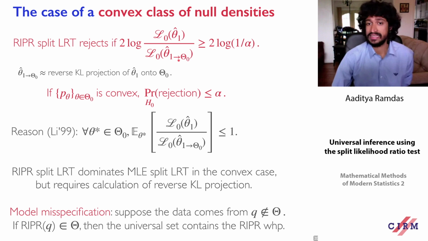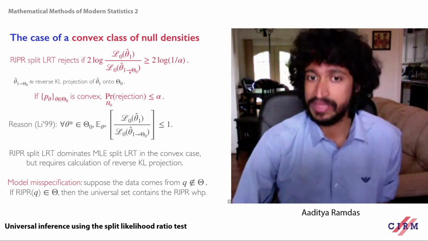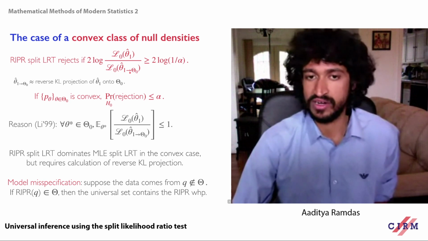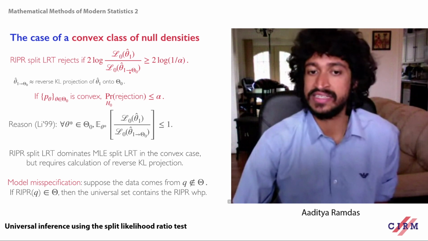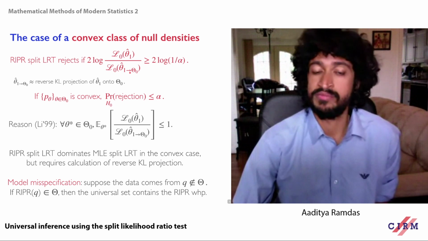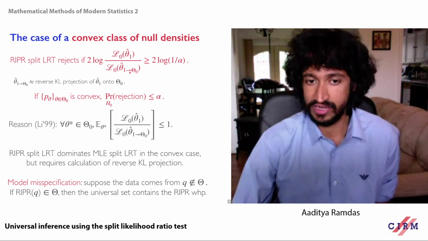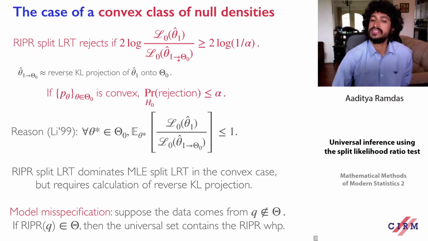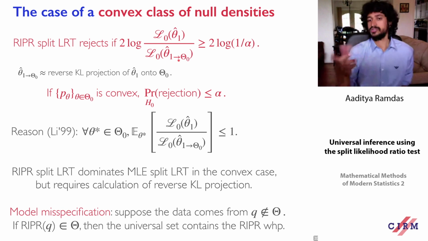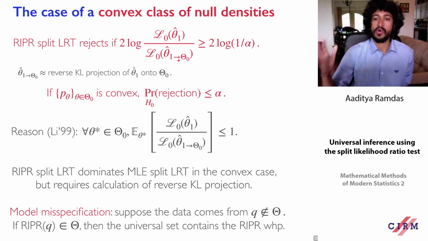And so what is the guarantee that this test has? If P theta is a convex set, or under the null, at least under theta 0, that's a convex set, then the probability of rejection is at most alpha. The reason is a very interesting theorem by Li. Li was Andrew Barron's PhD student at Yale, and he graduated in '99. And in his PhD thesis, he proves this very interesting theorem. Of course, he doesn't state it like this, ready for us to use. He states it slightly differently, but this is basically what it boils down to, which is what we needed to apply our Markov inequality.